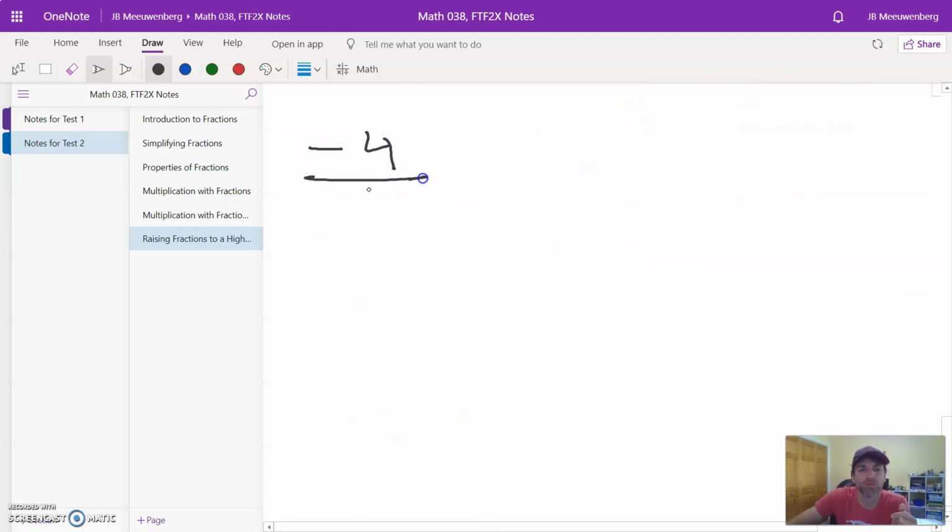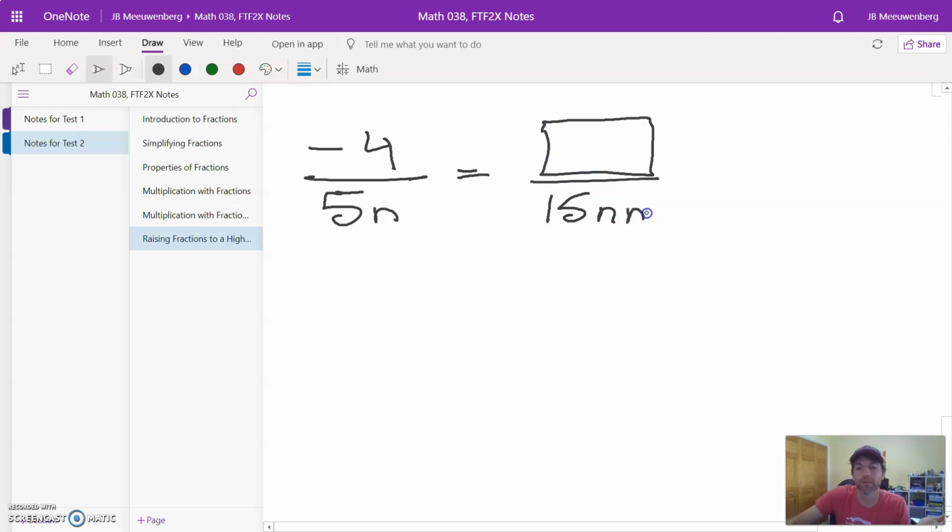One more. Negative 4 over 5n equals what thing over 15nm? So pause the video and try it yourself. Again, we're looking at the bottom. How do I go from this into this? That's the question. It can be helpful to factor this thing. That's even going to be more helpful once we get down the line, way down into Math 40. But for now, I look at 15nm, and I think about it as 3 times 5 times n times m.